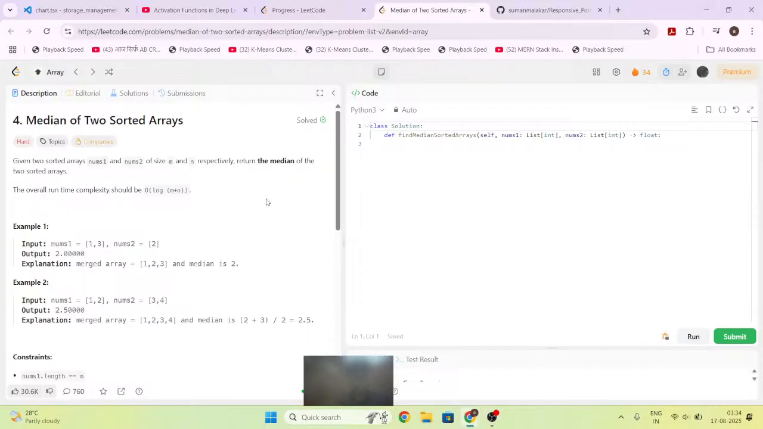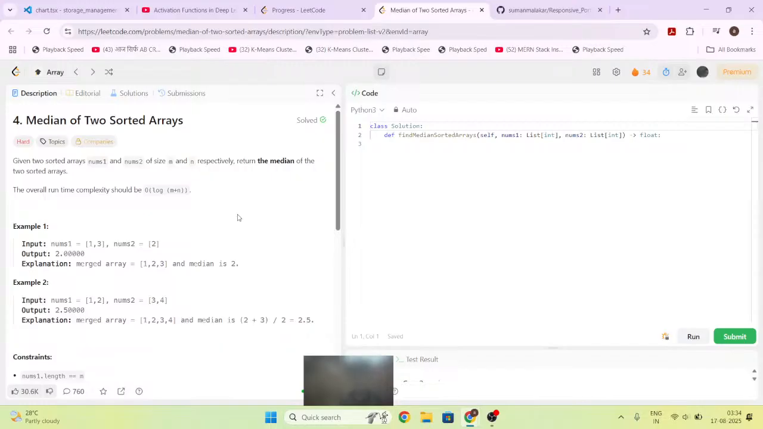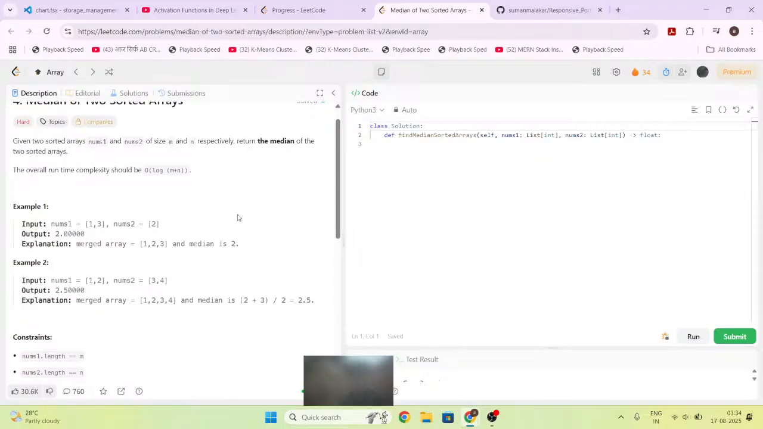Okay, here is the question: median of two sorted arrays. It's a hard problem. Given two sorted arrays nums1 and nums2 of size m and n respectively, find the median of the two sorted arrays. The overall runtime complexity should be O(log(m+n)). And here is the example.